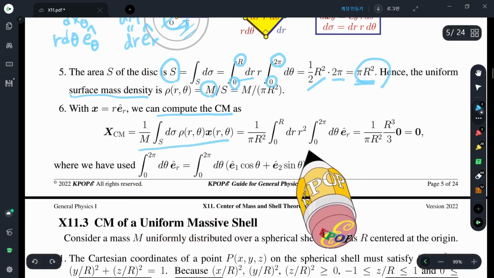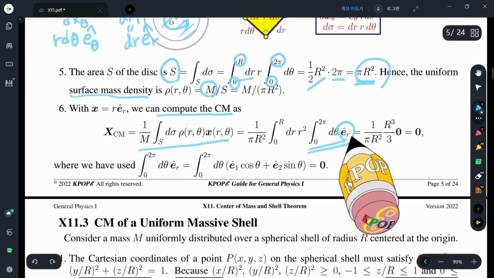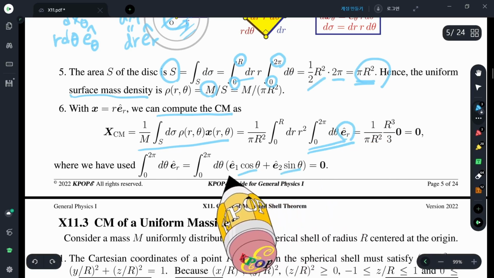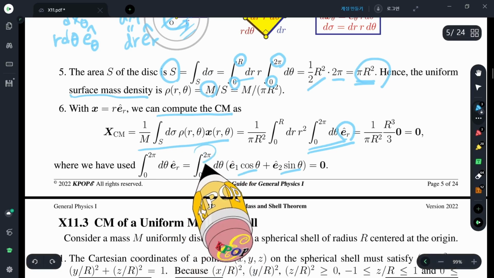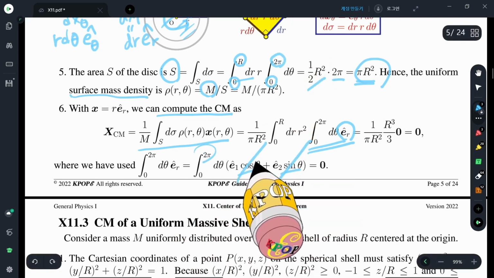We find, again, a vanishing integral. This r hat has cosine and sine dependence, and if we integrate over the whole angle to 2 pi, then these two contributions exactly cancel and vanish.